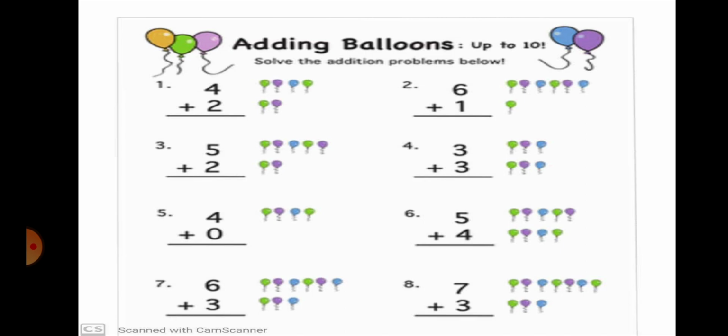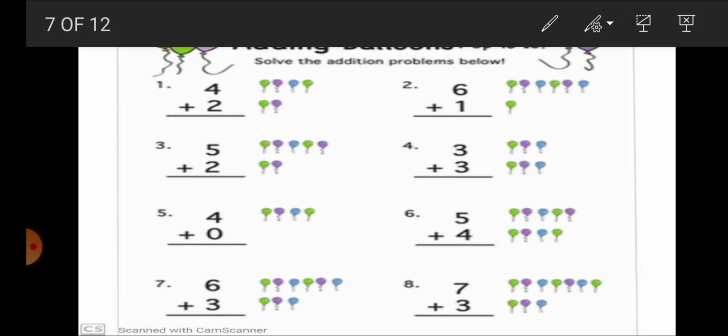Okay. Oh, what a beautiful picture of balloons. Okay, look at this. These are the beautiful balloons. Why are balloons here? Look, my dear students. Now what do we have to do? We have to count in a new way. How? This is 4, and these balloons are drawn here to help you while counting. How can it be helpful to you?